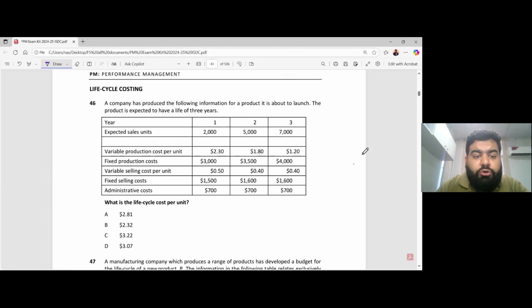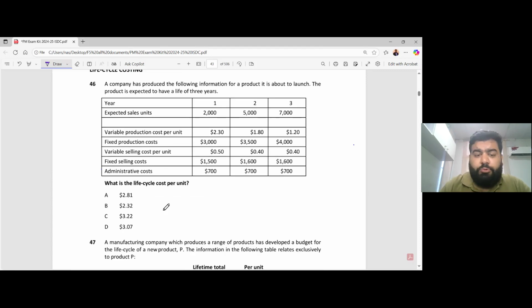We are going to start life cycle costing. Life cycle costing, our chapter, is based on the concept that we have to calculate the entire cost of the life and the complete selling price of the life. And if our average cost per unit is less and average selling price is more than that average cost per unit, just go for that product and sell that. So let us calculate first.